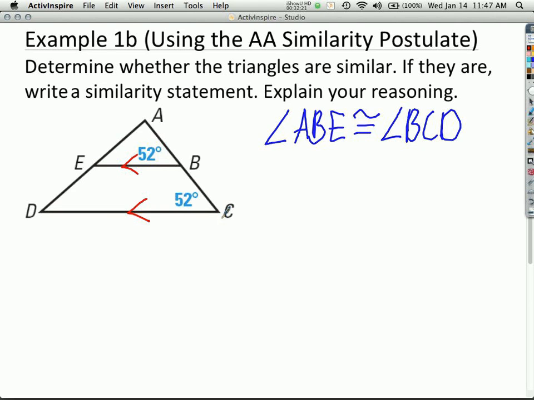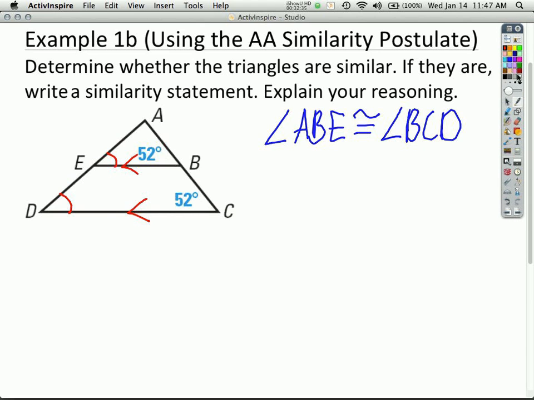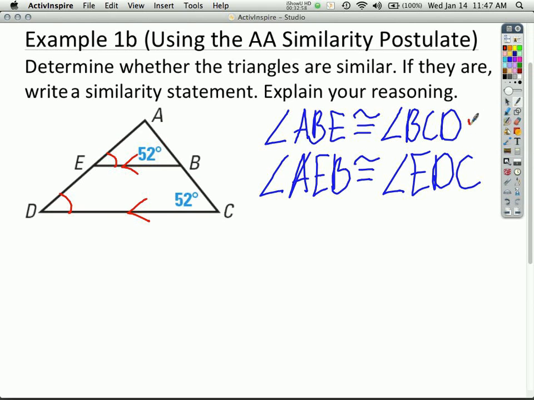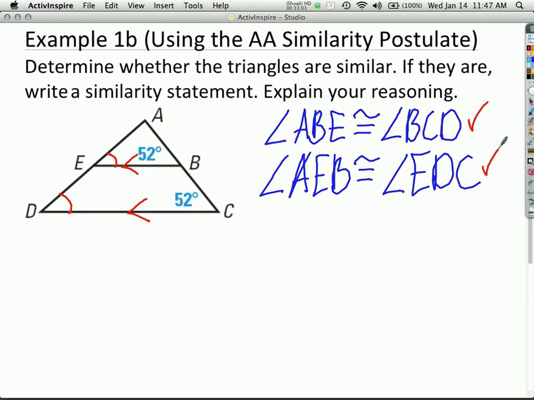Now we can say that AEB is congruent to ADC because the lines are parallel and those are corresponding angles. Absolutely brilliant. Absolutely brilliant. Angle AEB is congruent to angle, well, I guess you started with the B, so we could keep with that, EDC. And so now we've got the two pieces of evidence that we needed.